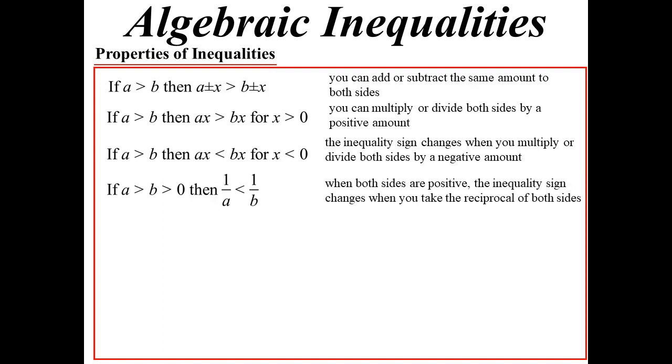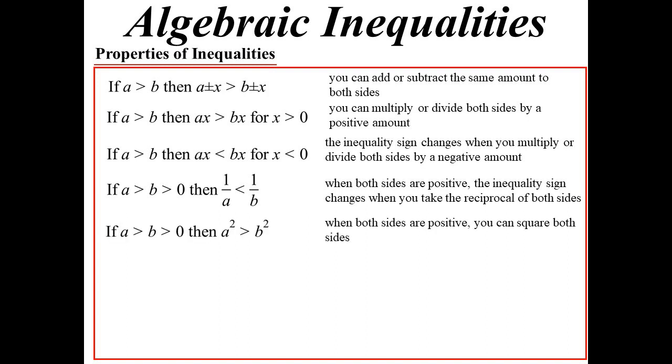If A is greater than B, and we're talking about positive numbers here, then for the reciprocals the inequality will change as well. So 1 over A must be less than 1 over B. So the inequality sign changes when you take the reciprocal of both sides. Again, we're talking about positive numbers here. If A is greater than B, again positive numbers, then A squared will be greater than B squared. So when you square them, the inequality stays the same.